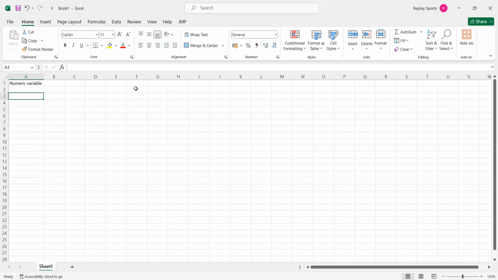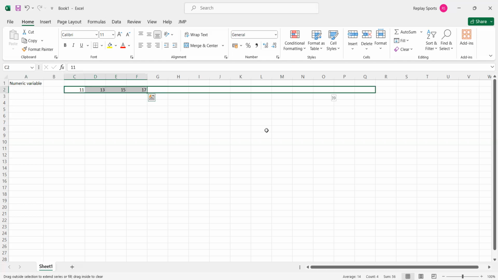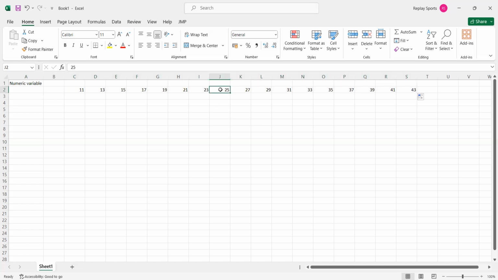Now, what is a box plot? You arrange all the numbers in increasing order. So let's say I have 11, 13, 15, 17. Let's say these are the numbers, right? And you put them in increasing order.